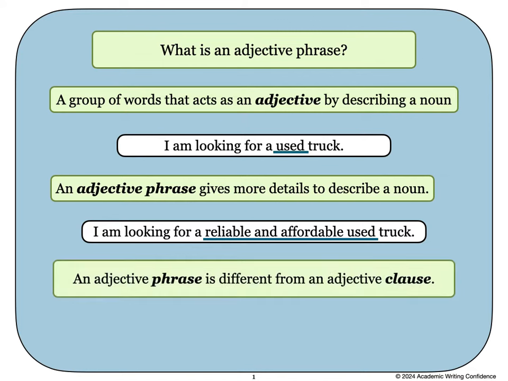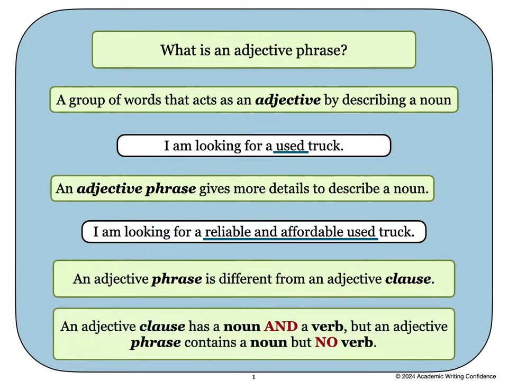I will explain this further later in the video, but an adjective phrase is different from an adjective clause. An adjective clause has a noun and a verb, but an adjective phrase contains a noun but no verb.